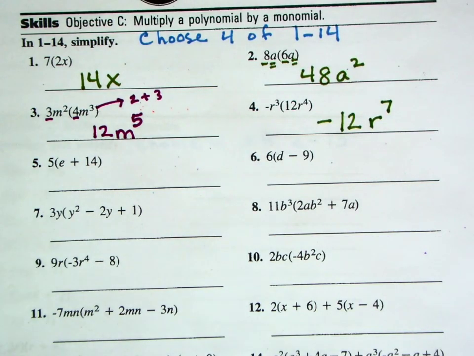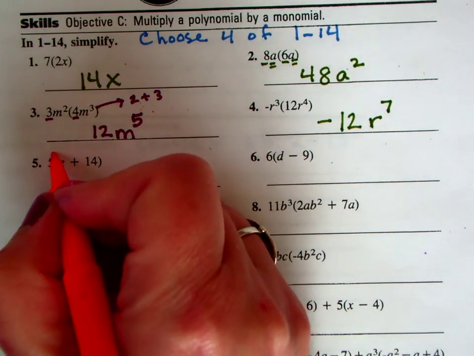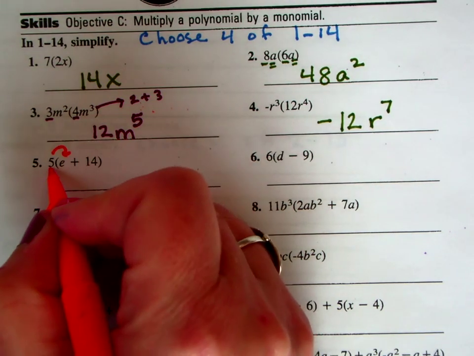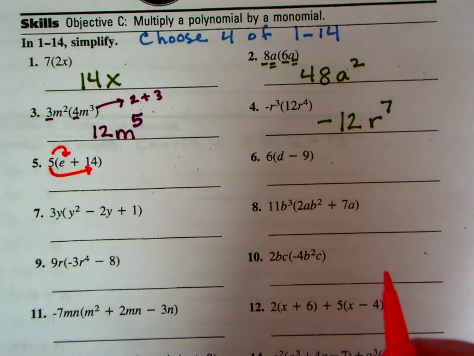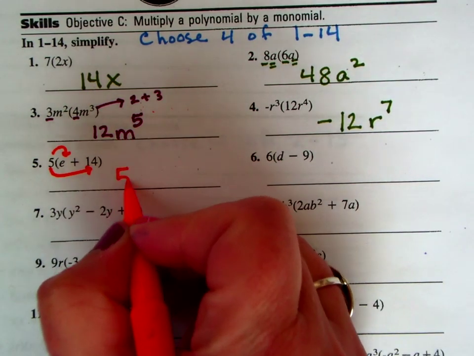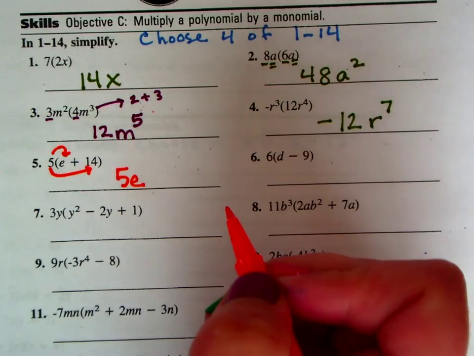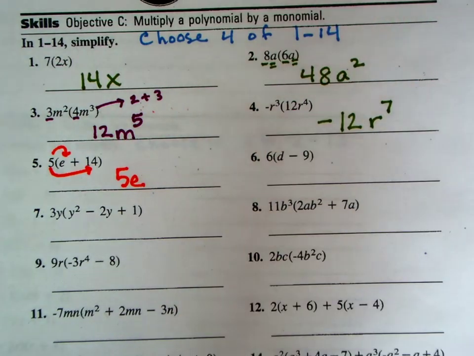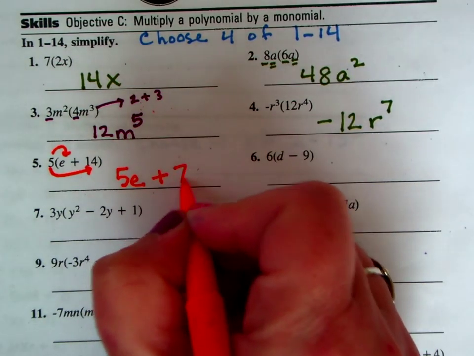Okay, now this problem is just distributive property. Most of this is actually more review than anything else. So 5 times e and 5 times 14. 5 times e is 5e. 5 times 14 is 50 plus another 20, so it is 70.